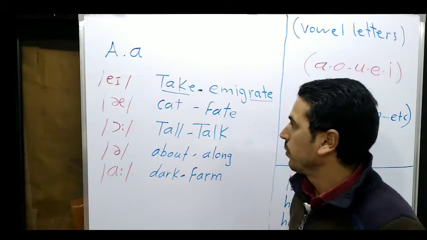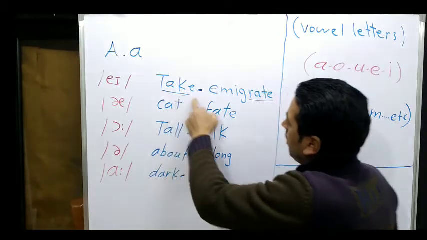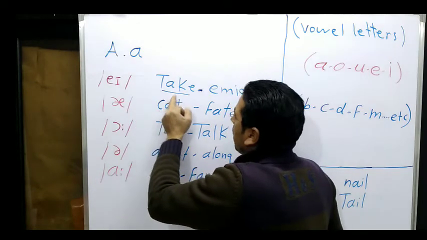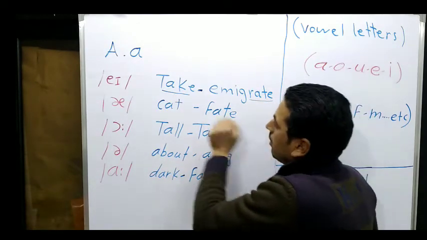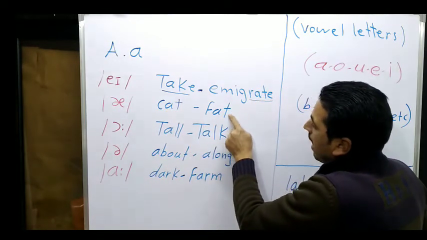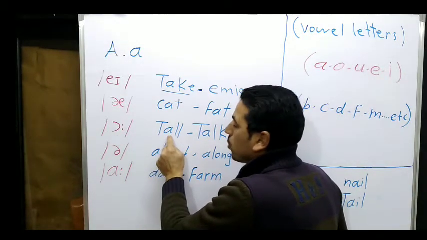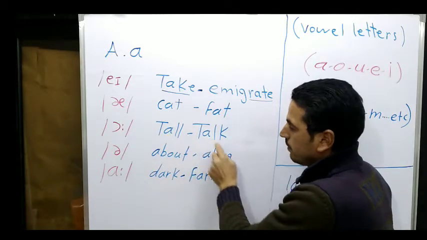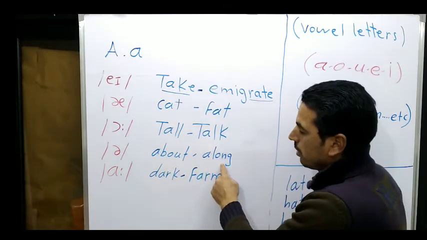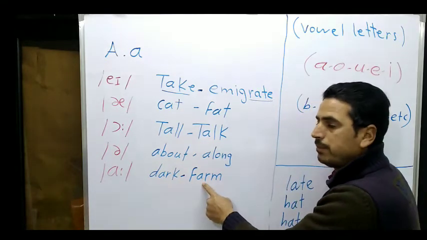Let's see how. We have the first word, take, immigrate. A: take, immigrate. A: cat, fat. O: tall, talk. A: about, alone. A: dog, farm.